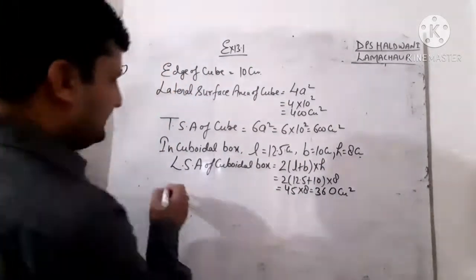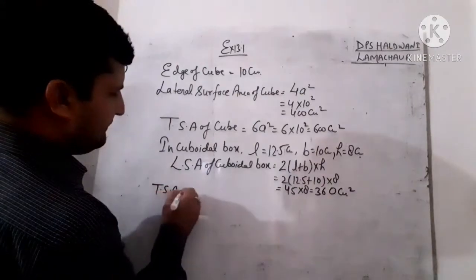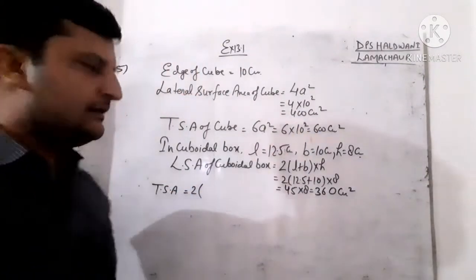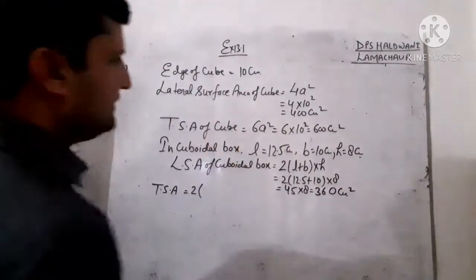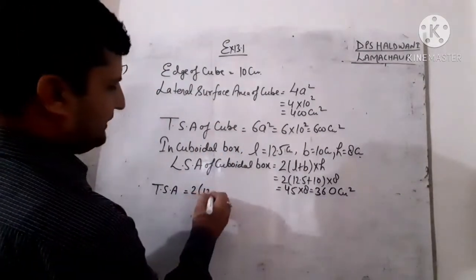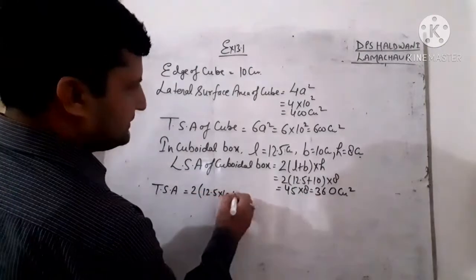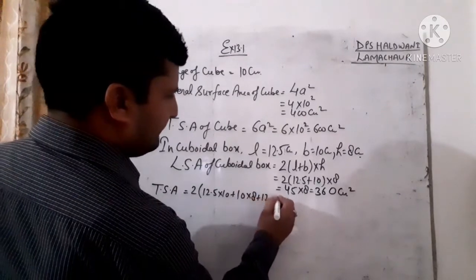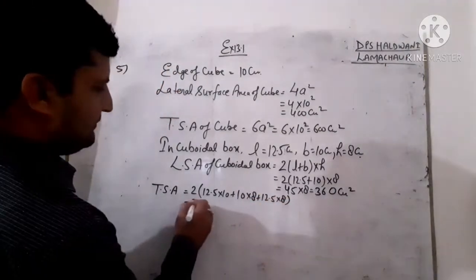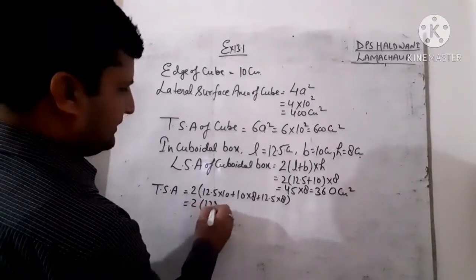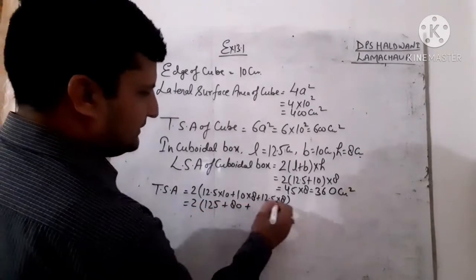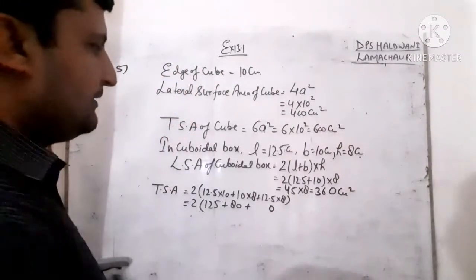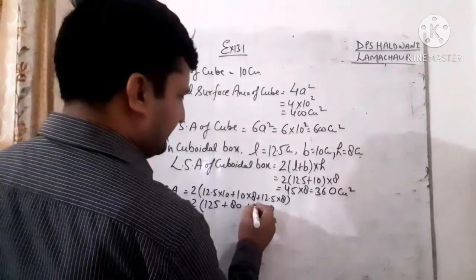Now we have to find TSA of the cuboid. How can we find TSA? TSA is equal to 2 into LB plus BH plus HL. So we can put the values here. L is 12.5 into 10, plus BH, 10 into 8, plus HL, 12.5 into 8. So we have to solve this one. 125 plus 80 plus 100, 8 into 12.5 is 100.